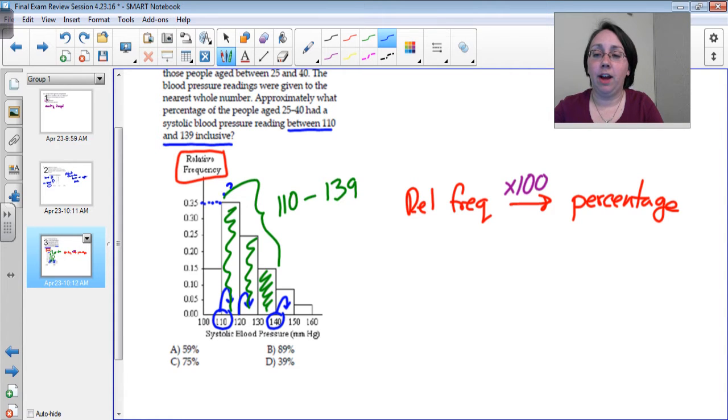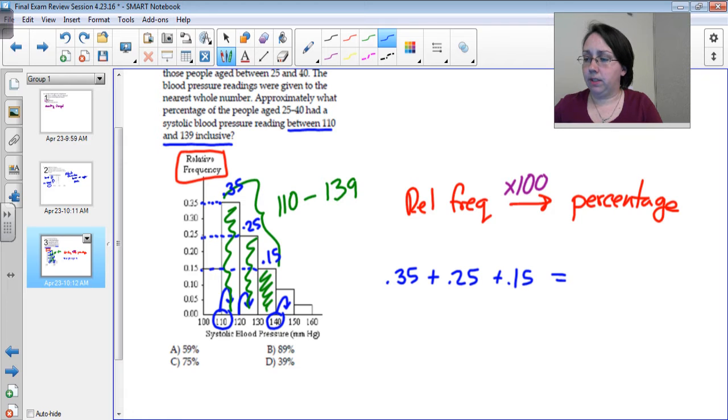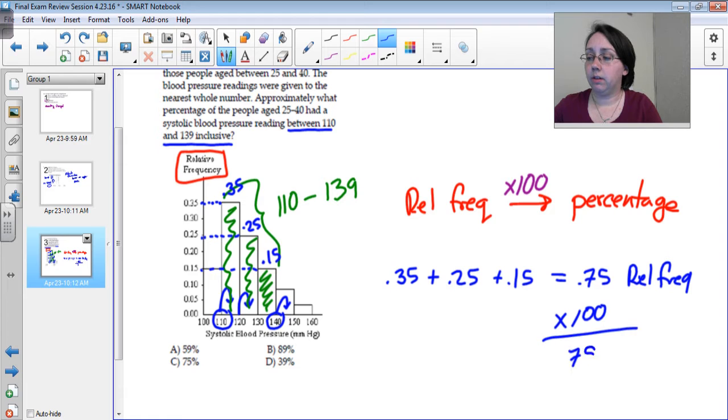So 0.35. That looks about like 0.25. And 0.15. So we add up the three heights for the three boxes in our interval. 0.35, 0.25, 0.15 makes 0.75, I think. That's the relative frequency. You need the percentage, so you multiply by 100. And whatever's closest, because this is approximate. There you go.